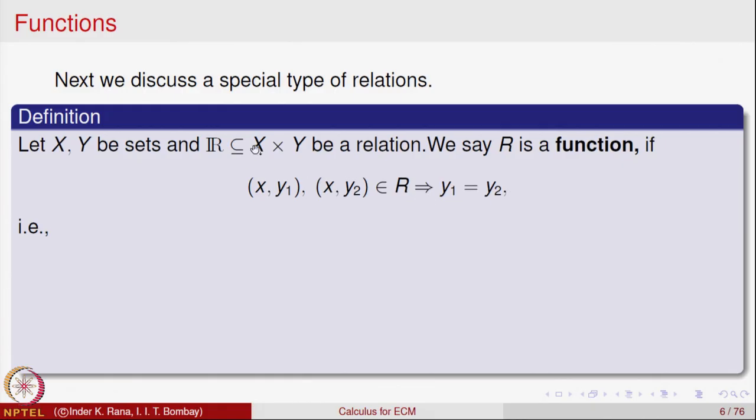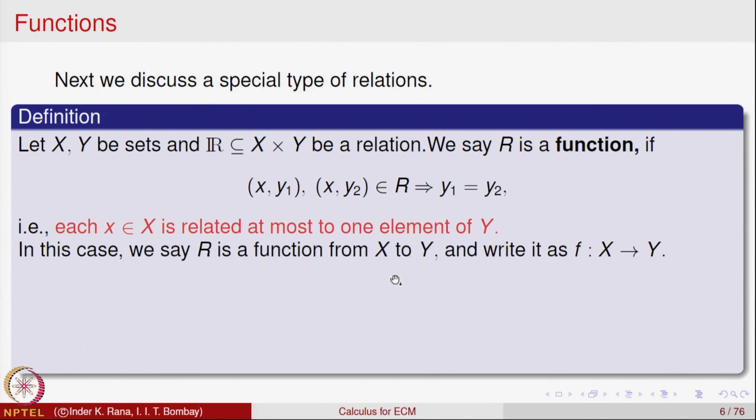That means every element of X is related to one element of Y. It cannot be related to more than one element of Y. So, each x is related to at most one element of Y. It may not be related to any element, but if it is related, then y1 must be equal to y2. Such a relation is called a function. In this case, R is called a function from X to Y.